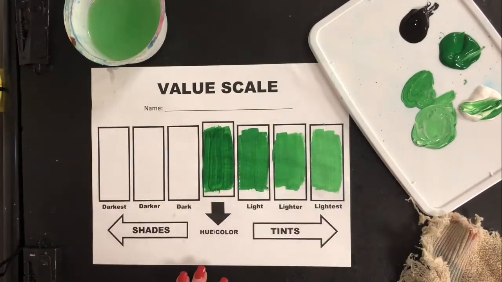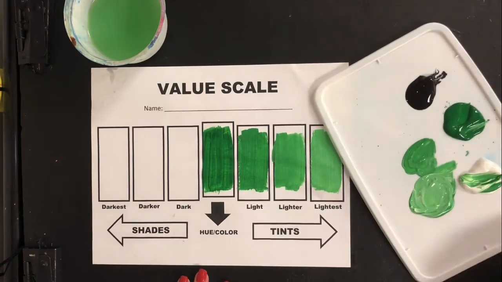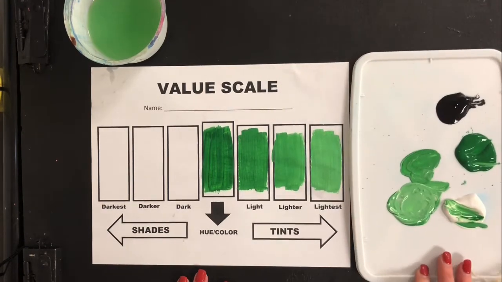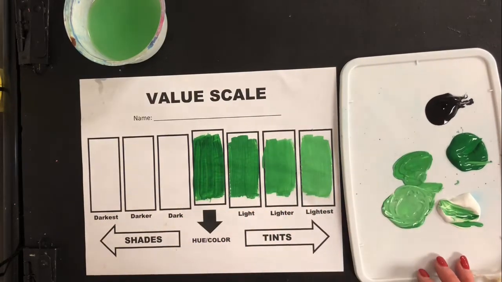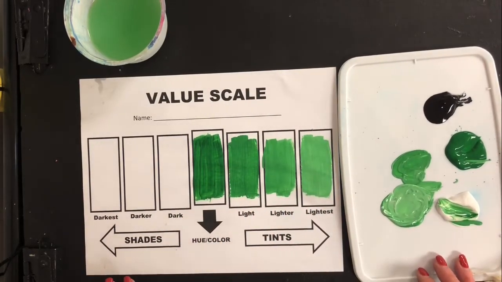So let's talk about how we're making our shades. In order to create a shade, we are going to be mixing in black. But here's where it can get a little tricky with our black. Black is a really strong color, and we want to add just a little bit at a time.